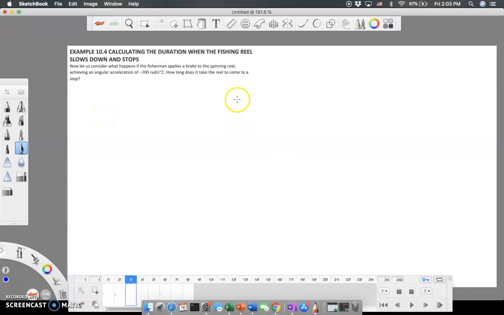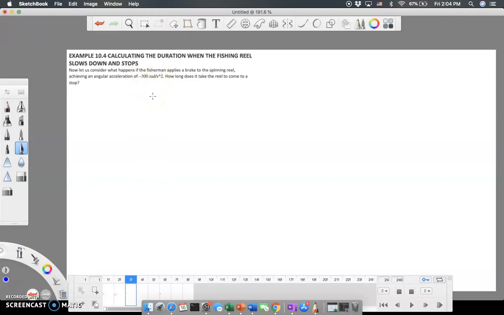Okay, so this problem states, let us consider what happens if the fisherman applies a brake to the spinning reel, achieving an angular acceleration of negative 300 radians per second squared.